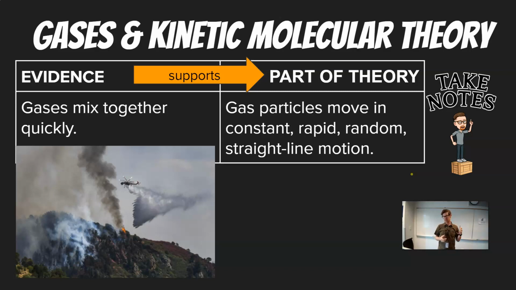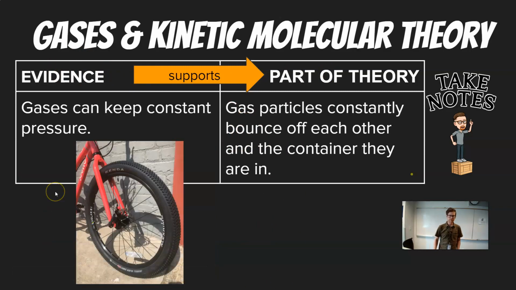And what that leads to in terms of the theory is that gas particles move in constant, rapid, random, straight line motion. So the particles are moving all over the place. They're going very quickly. They're not necessarily going in any specific direction, but they're bouncing off each other, and they're bouncing off whatever happens to be nearby that's not a gas, like the container or what have you. So more evidence supporting more parts of the theory.